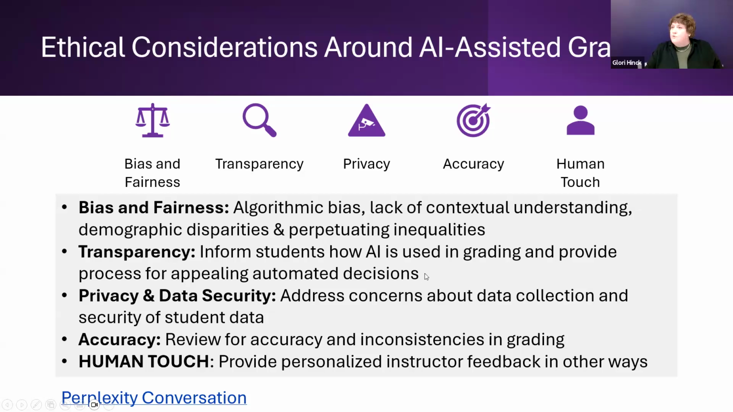So for example, if you are using Canvas multiple choice quizzes, you're essentially using automatic AI grading, and students know that automatically, but they won't know that necessarily if you use AI in some other ways. Always, always, always address privacy and data security. Know how the data is being used in each LLM or tool, and the security of the student data you collect. You have to review for accuracy and inconsistencies in grading, and that human touch that someone mentioned earlier as well. Perhaps if you use AI to grade writing mechanics, you can give more personalized instructor feedback in other ways.